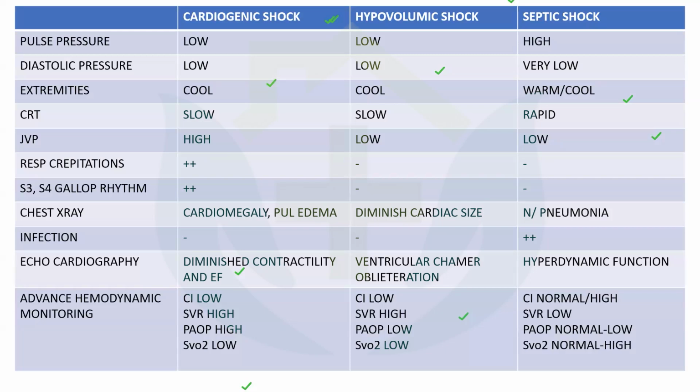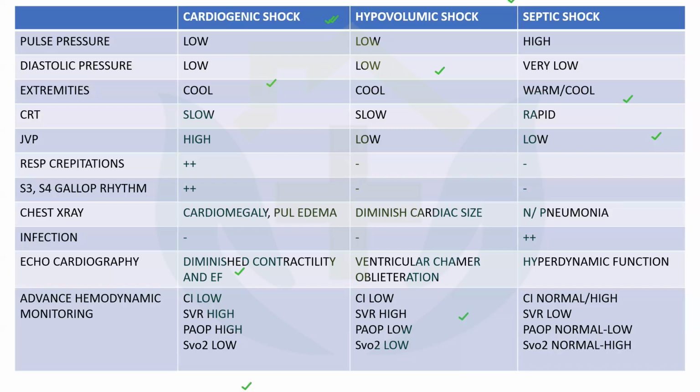Okay. And there is a hyperdynamic circulation, particularly in the early phase of septic shock. So extremities will be warm in septic shock, particularly in the early phase. In the later phase, there is a chance of cold extremities, as we know. The same hyperdynamic circulation causes rapid CRT, capillary refilling time, whereas it is slow in cardiogenic and hypovolemic shock. JVP will be high in cardiogenic shock. Crepitations will be seen in cardiogenic shock, as well as an S3, a gallop.